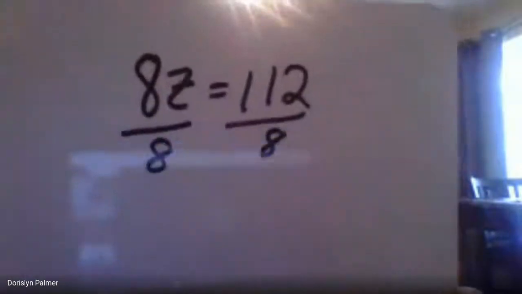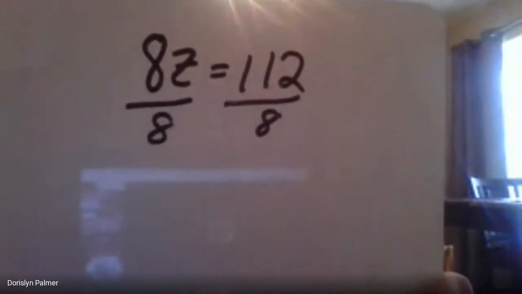Okay, the next section is multiplication and division. We're going to do the same thing, opposite or inverse operations. So if number 8 is a multiplication problem, I'm going to use division to solve it. 8 times z equals 112. So I'm going to divide both sides by 8. And I'm going to write it so that it looks like this.